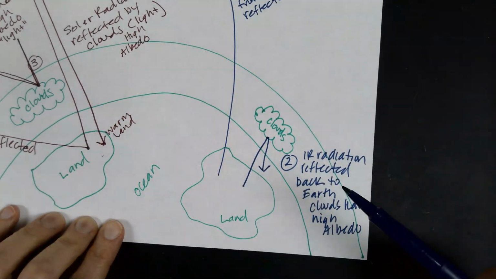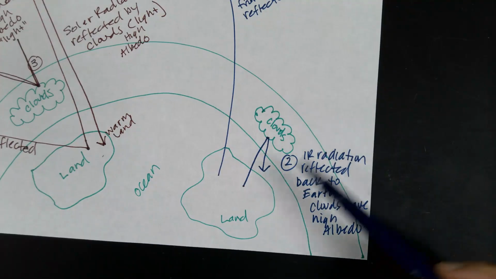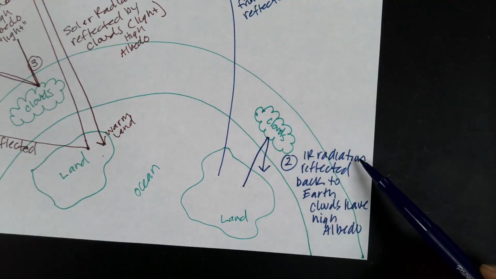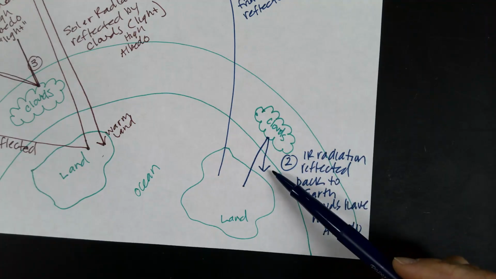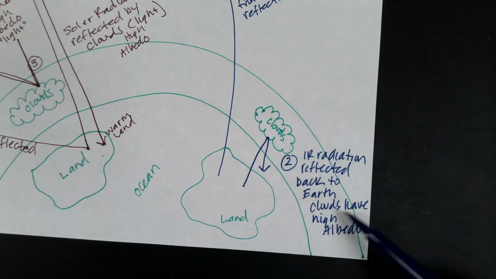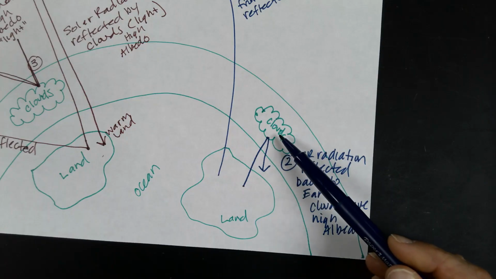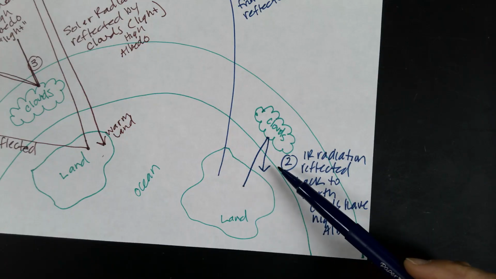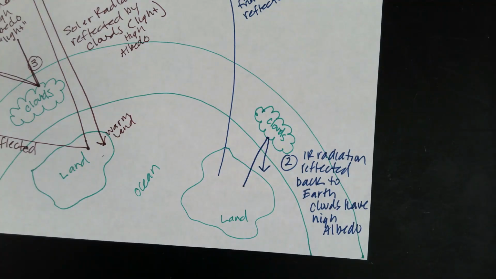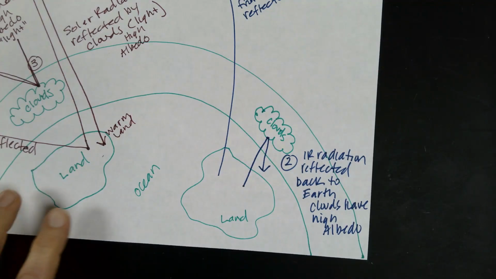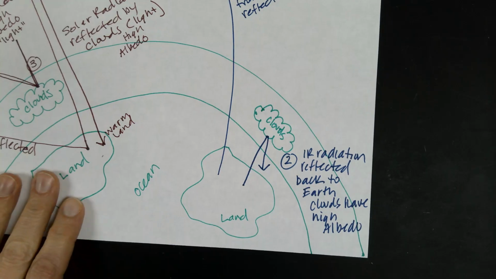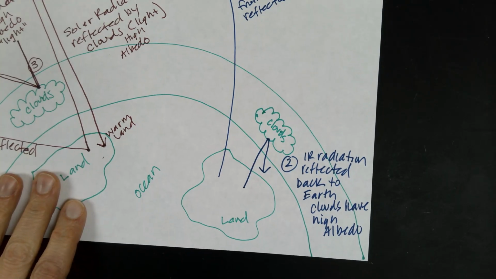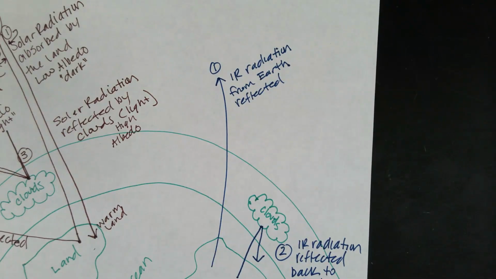And then also, if you need to pause it here, IR radiation is also reflected back down to Earth because clouds have a high albedo, so they're going to reflect back down. So if you need to pause it here, pause it here. And if not everyone got that, pause that here too.